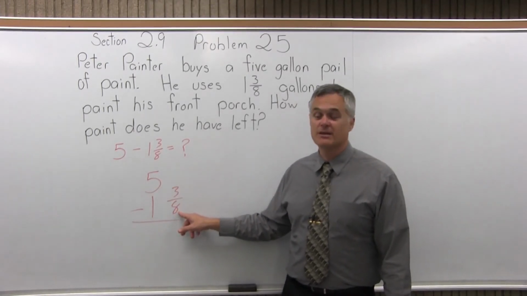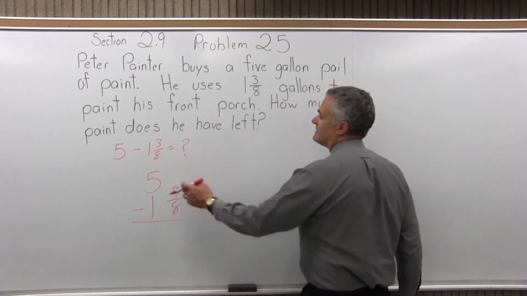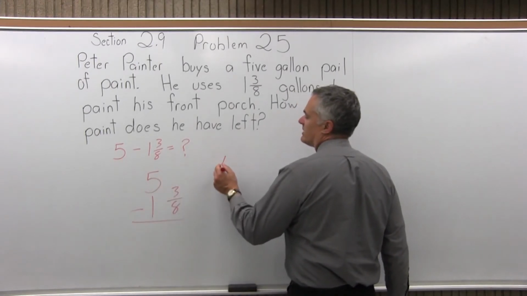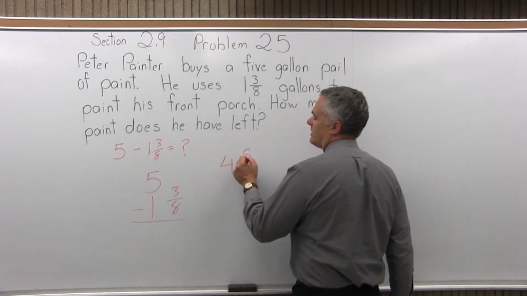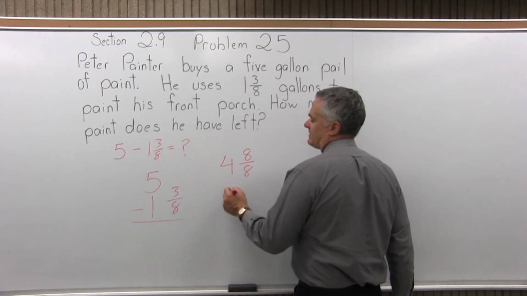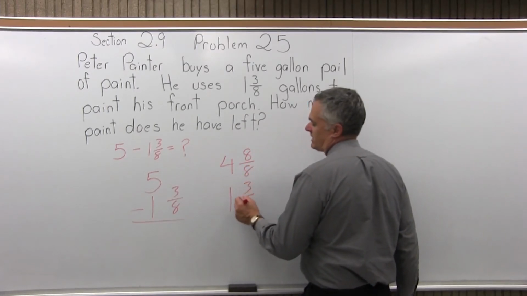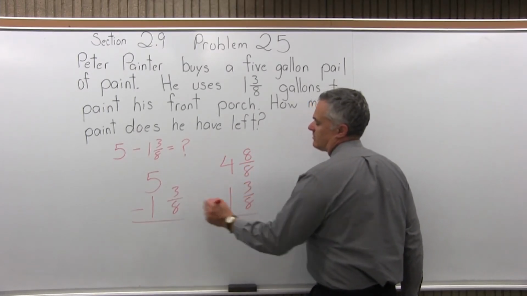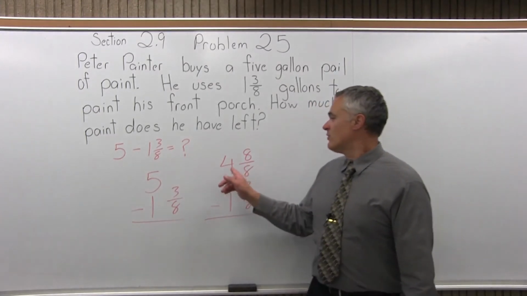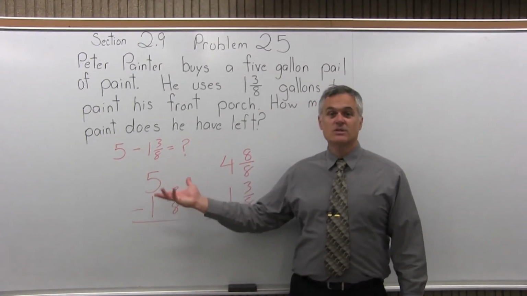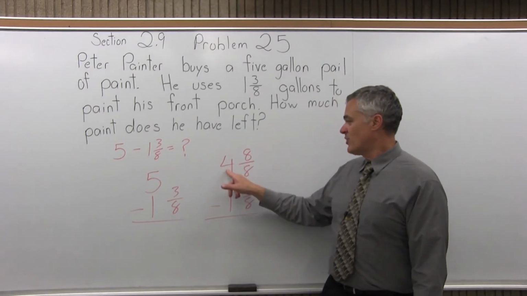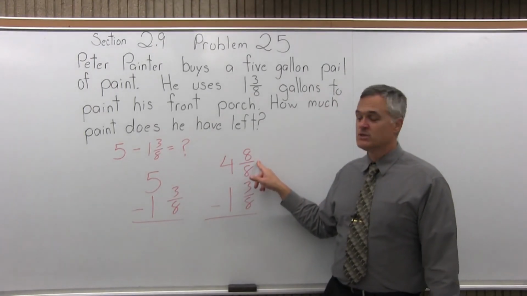common denominator of 8. So instead of a 5, let me rewrite the problem as 4 and 8 over 8 and keep the minus 1 3/8 as the bottom fraction. So 4 and 8 over 8 is still a 5. You still have 5 gallons of paint. Here's 4 gallons, here's one more. 8 over 8 reduces to 1.